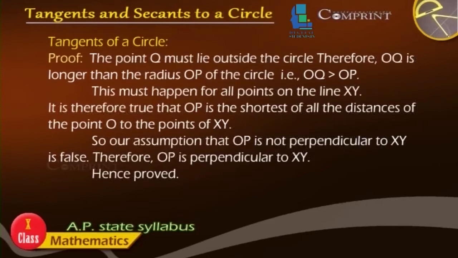This must happen for all points on the line XY. It is therefore true that OP is the shortest of all the distances of the point O to the points of XY. So, our assumption that OP is not perpendicular to XY is false. Therefore, OP is perpendicular to XY, hence proved.